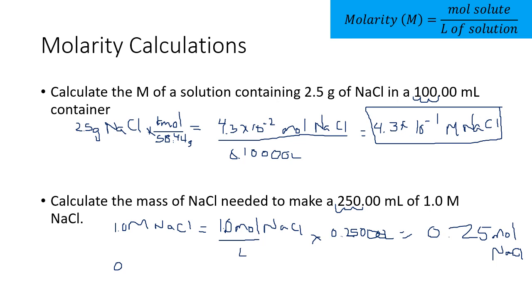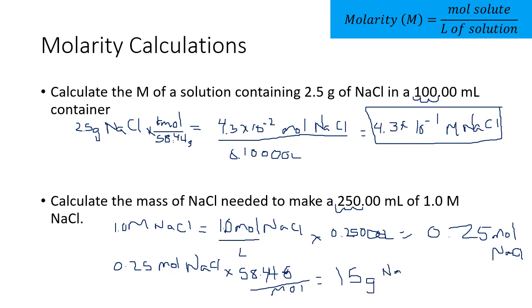All right, so we're going to start with that 0.25 moles NaCl. And we're going to take the same molar mass that we used before, 58.44. And when we're done, we round to sig figs because we started with 2 sig figs in our molarity, and we get 15 grams of sodium chloride.